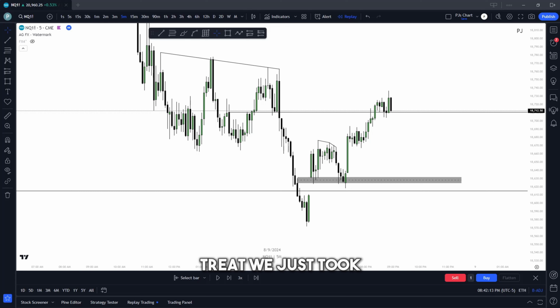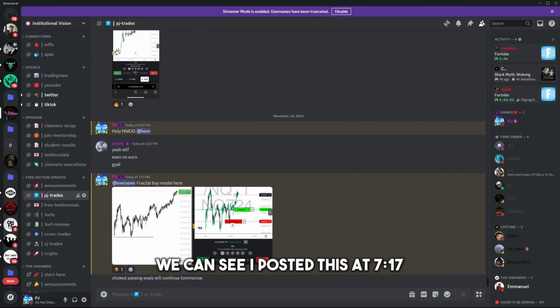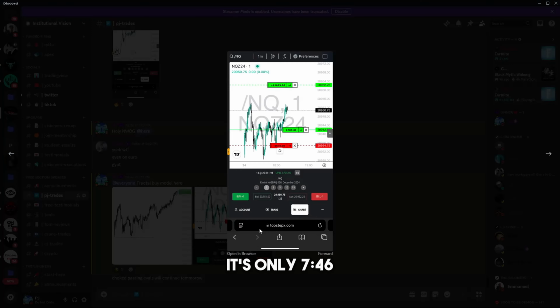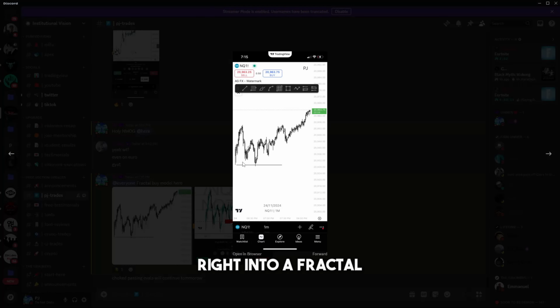So let's look at that trade we just took. We can see I posted this at 7:17. It's only 7:46, and we'll show how we swept out the low here, right, into a fractal buy model with the low resistance, equal highs here.